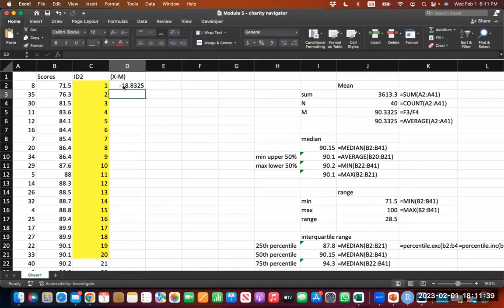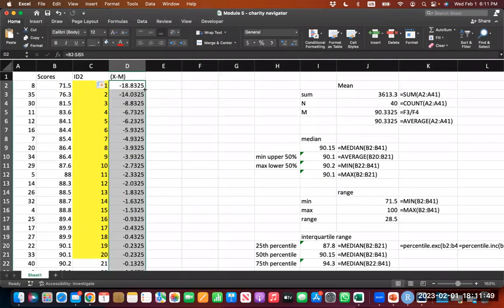If you do that, you basically get here for the first entry minus 18.8325. Now, the only thing I have to do, I go to the right lower corner and I again double click, I will complete that all the way down. So now in the next step, and this is where it's getting a little tricky. We only have 4 minutes left.